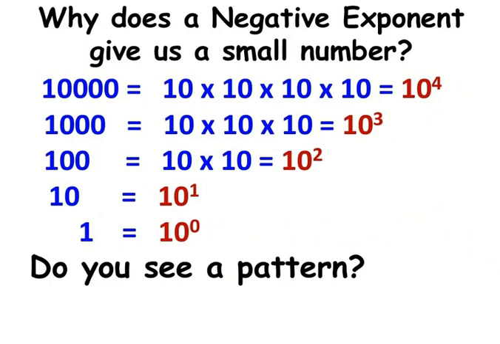Next, why does a negative exponent give a small number? Consider this pattern. 10,000 means 10 multiplied by 10 multiplied by 10 multiplied by 10, that is 10 to the power 4, 4 times the 10. 1,000, 3 times the 10. 100, 2 times the 10. 10, 1 times the 10. And 1, 0 times the 10. It means 1. Anything raised to the power 0 is 1.